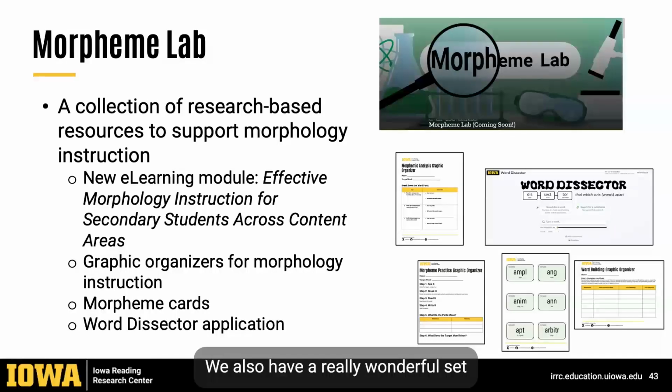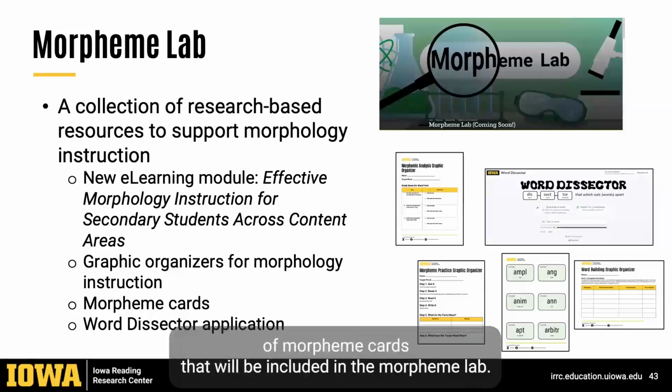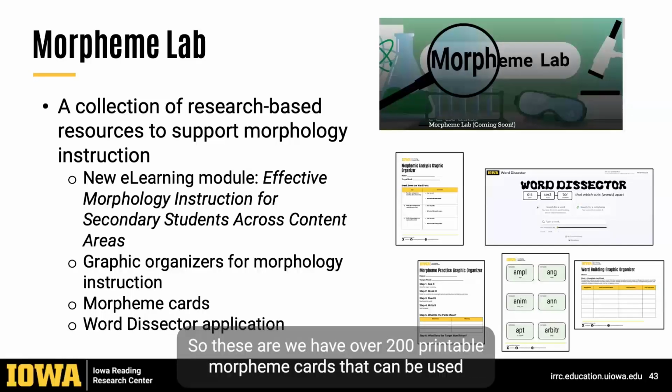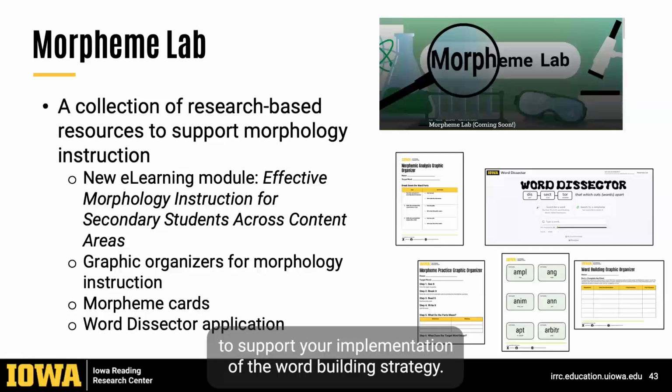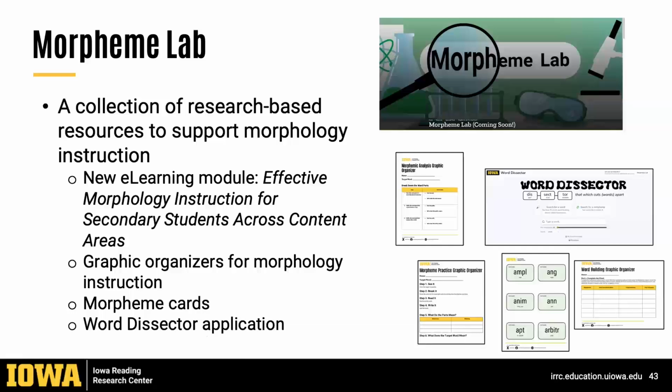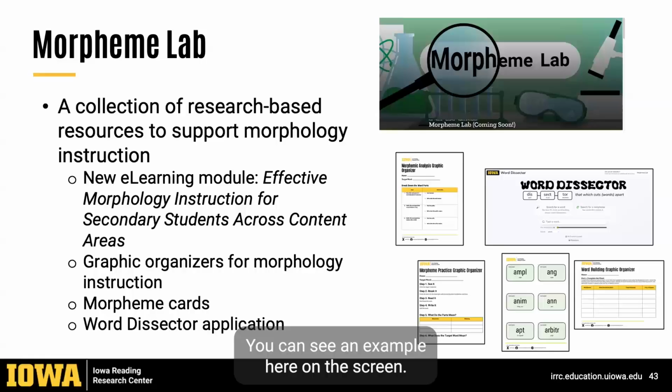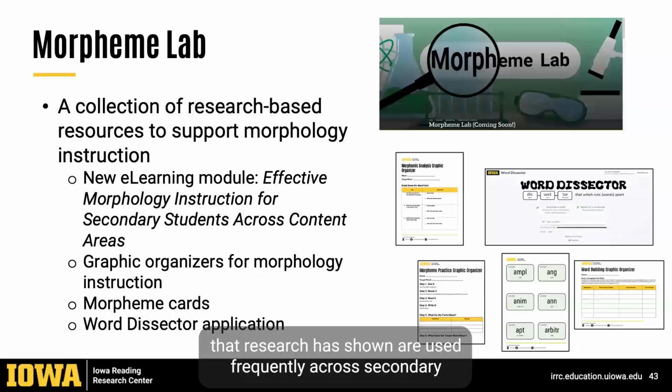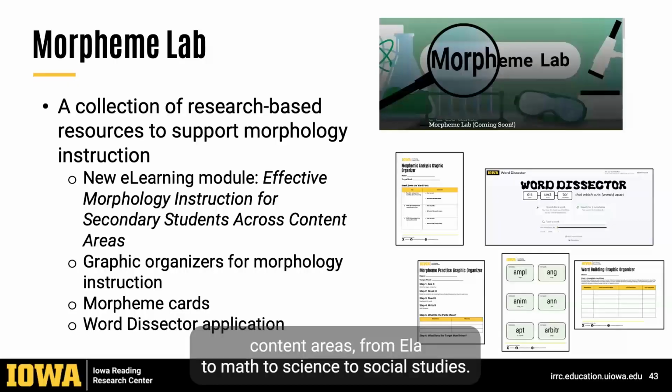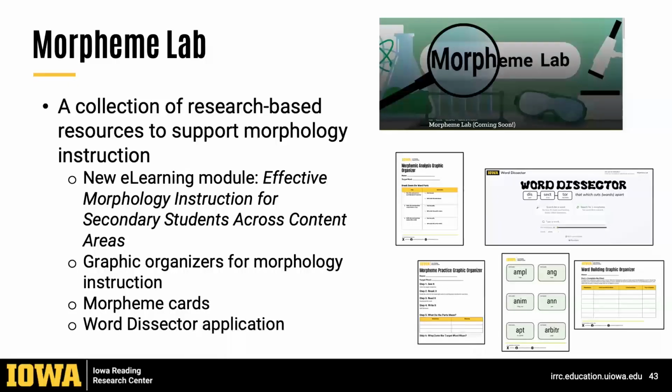We also have a really wonderful set of morpheme cards that will be included in the Morpheme Lab. So we have over 200 printable morpheme cards that can be used to support your implementation of the word building strategy. You can see an example here on the screen. So we have high utility roots and affixes that research has shown are used frequently across secondary content areas from ELA to math to science to social studies.